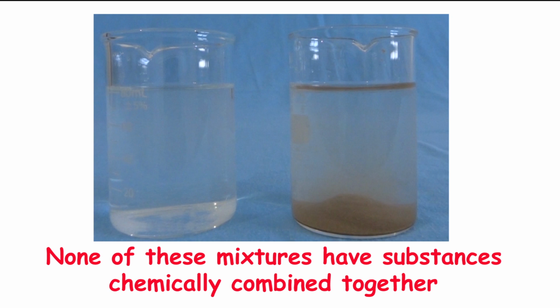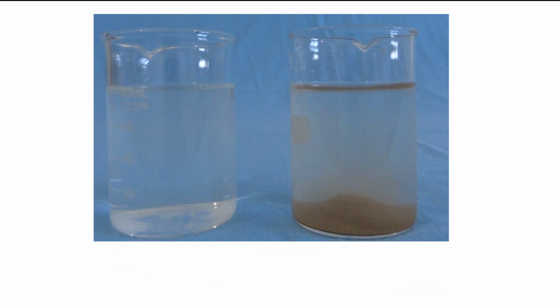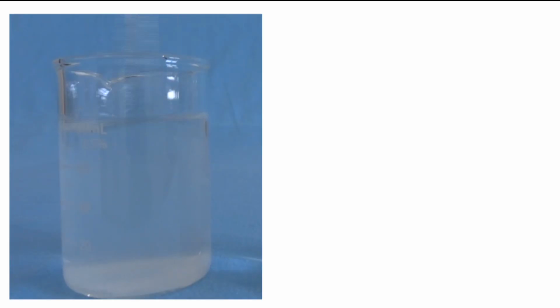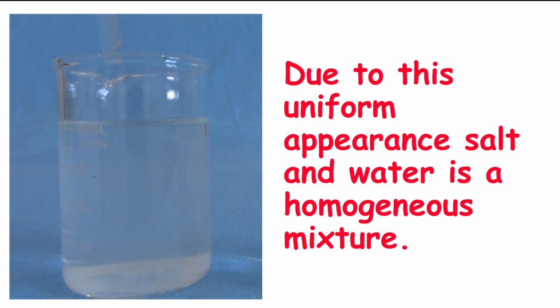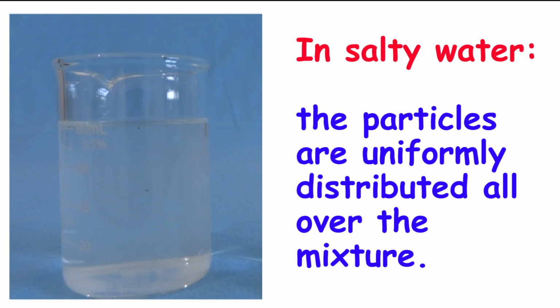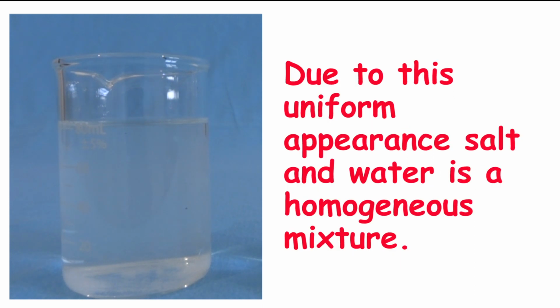Well, then, what's the difference between these two mixtures? In the mixture of salt and water, are you able to differentiate between the salt and water? No, you can't, because if you look at this mixture, it's uniform, completely blended, where the particles are uniformly distributed all over the mixture. Due to this uniform appearance, salt and water is a homogeneous mixture.